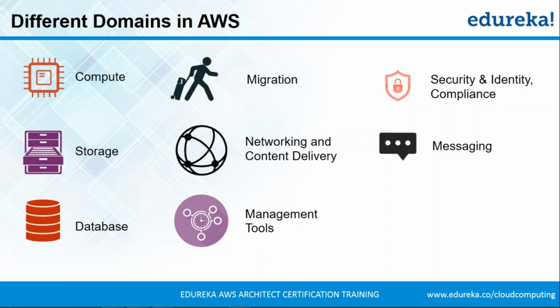Right. Next up, we have the networking and content delivery. The networking domain would basically include services like Route 53. Route 53 is a domain name system. It converts your domain name to a public IP address. So it performs just exactly like a domain name system. And you can also use Route 53 for external resources as well. It's not essential for you to use the AWS resources.